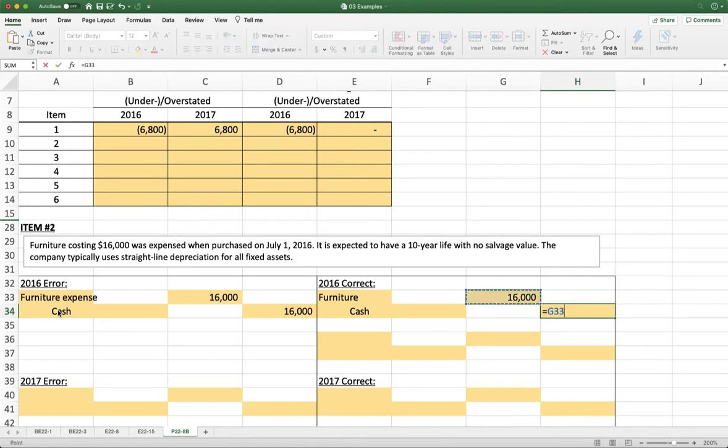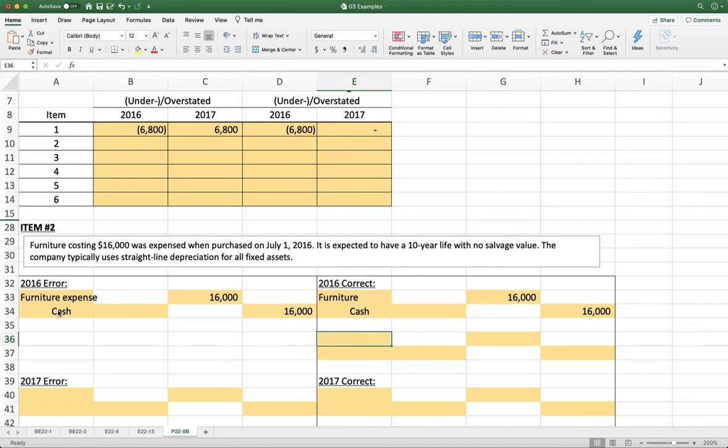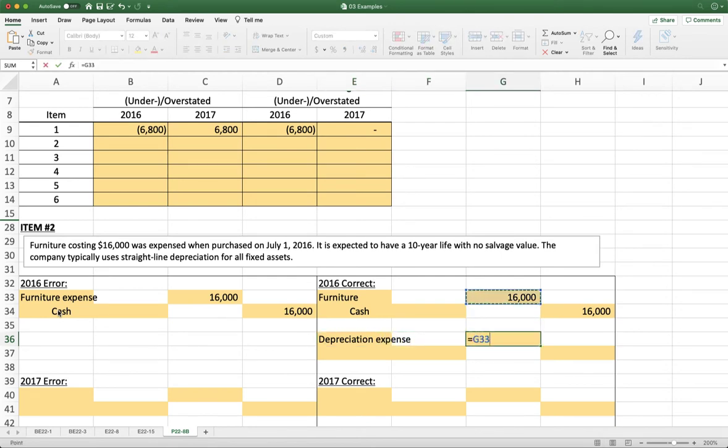Then they should have recorded depreciation for the estimate of how much of that furniture's life they had used up. So they told us that we should use straight line depreciation, and they bought this asset midway through the year. So we're going to record depreciation expense. And that amount is going to be $16,000 divided by 10 years, and then divided again by 2, because we're only going to take half a year because we bought it halfway through the year. And then that's going to go to accumulated depreciation.